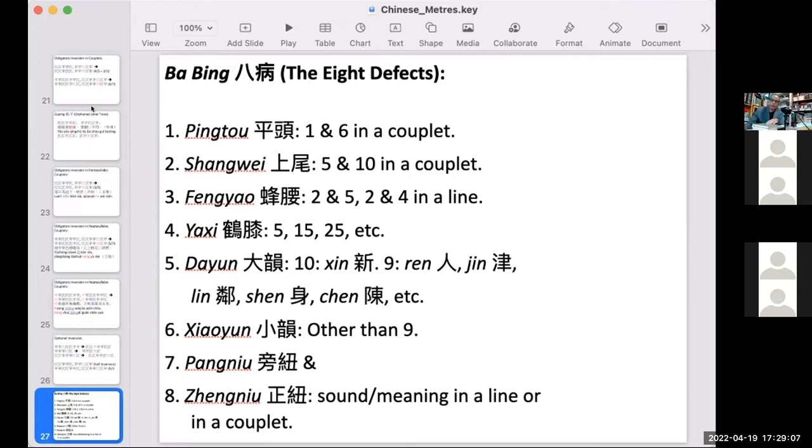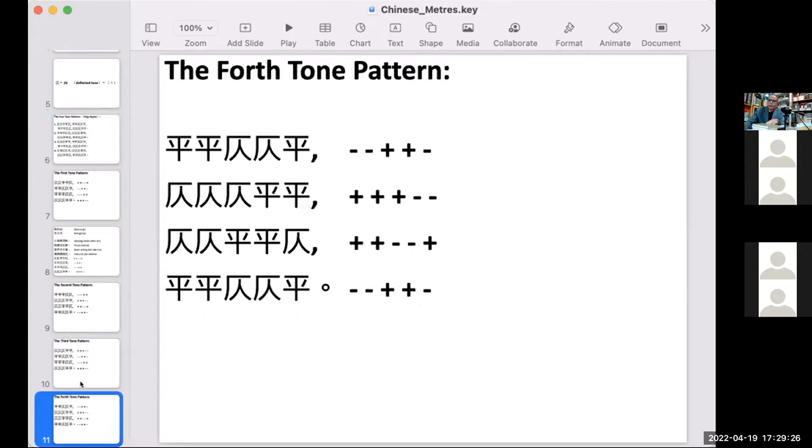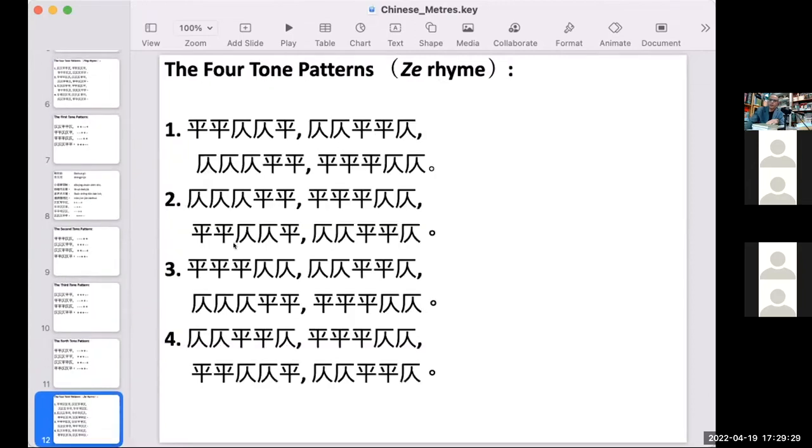Let me remind you of the patterns, the 4 patterns again, and so you try to identify the pattern yourself. This is the 4 patterns if it's ping rhyme. Okay, if you'd like to use your mobile to take a photo, do that. And this is the 4 patterns if it's tsu rhyme. So let me share with you another file.